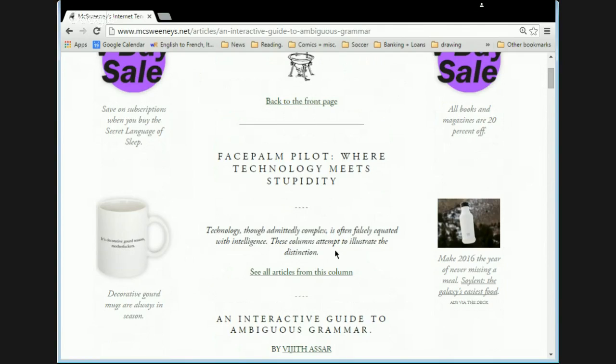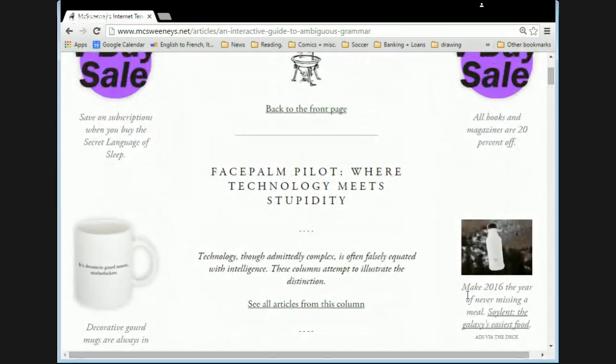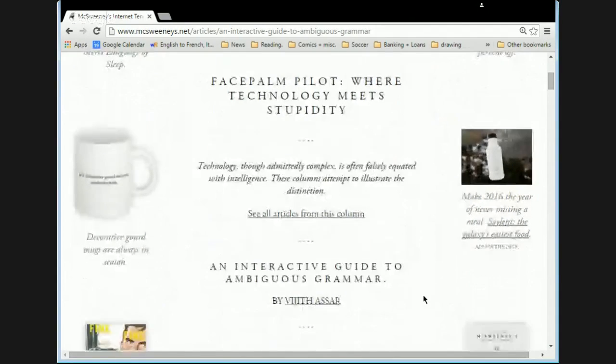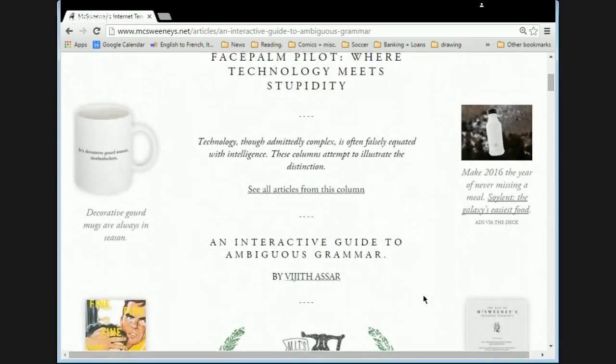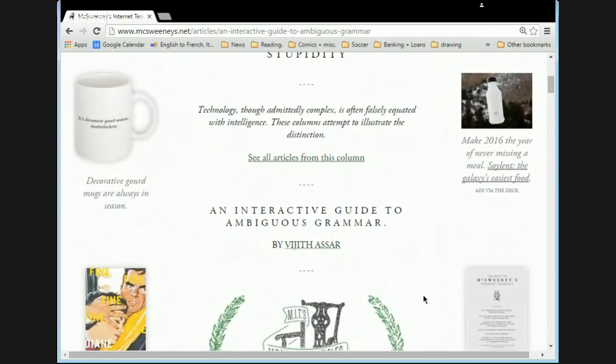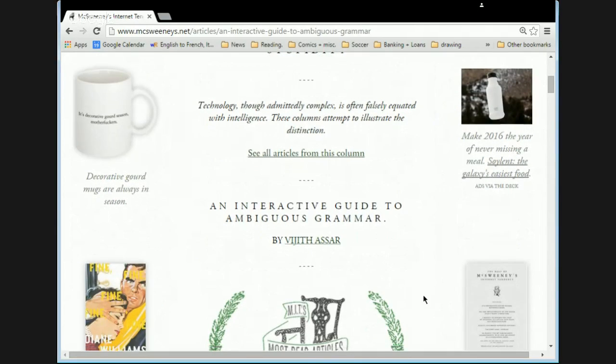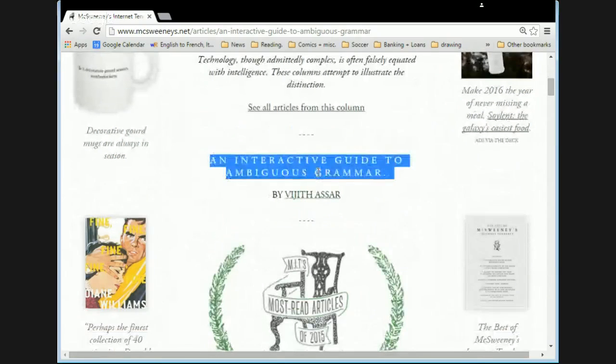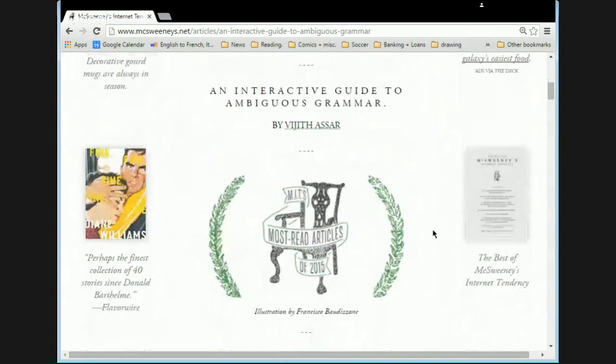Technology, though admittedly complex, is often falsely equated with intelligence. Well, yeah. These columns attempt to illustrate the distinction. These columns. And then can you read the title of the actual article? An interactive guide to ambiguous grammar.